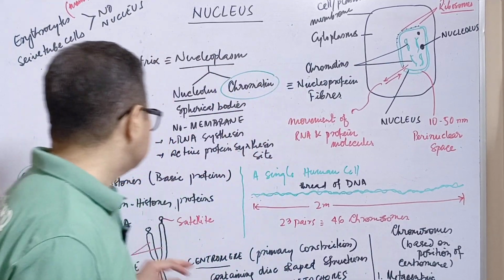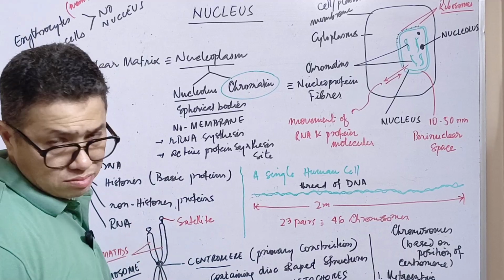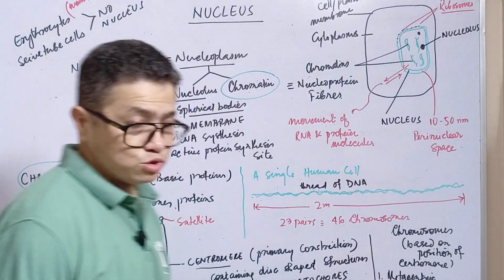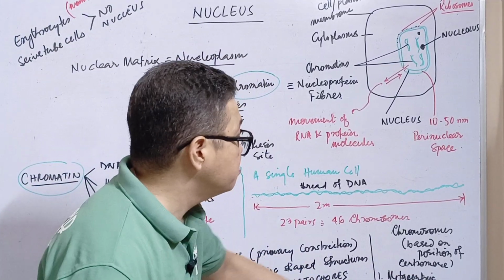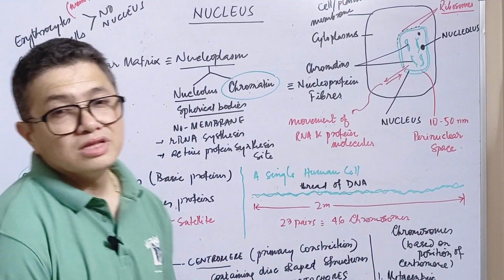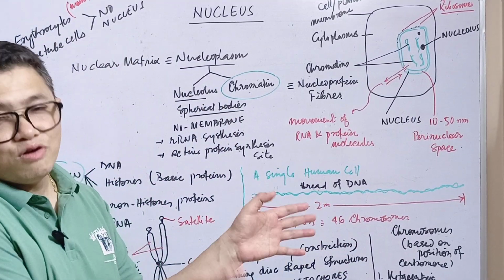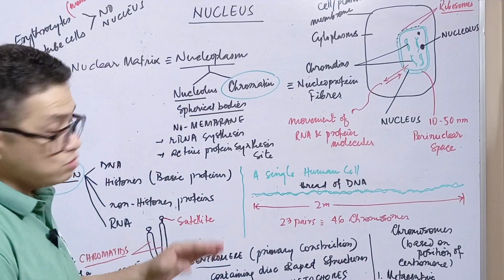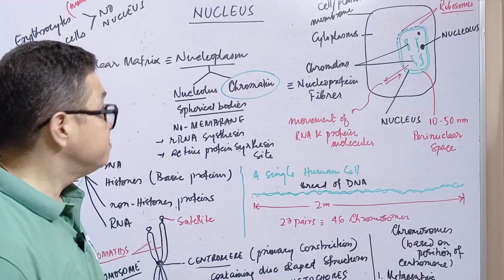And telocentric means the centromere at the top. It just starts there. That is called telocentric chromosome. So what are these? Metacentric, submetacentric, acrocentric, and telocentric. These are the kinds of chromosomes or the morphology of the chromosome based on the position of the centromere. Centromere kahan hai, uske basis pe chromosomes ke types, right?